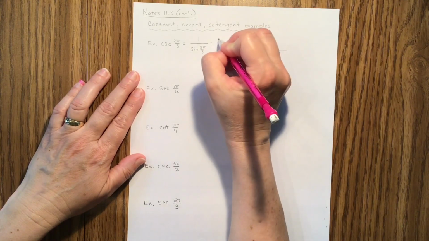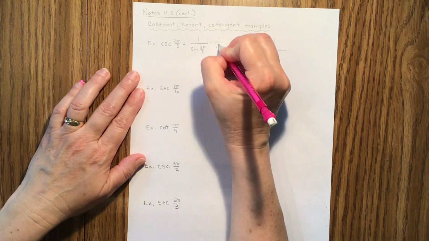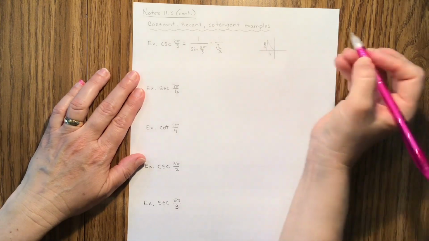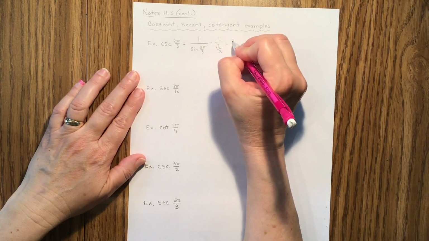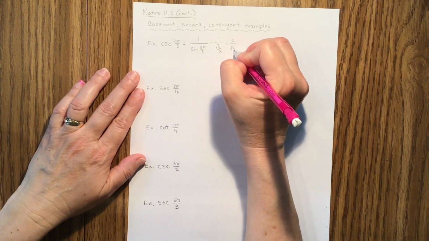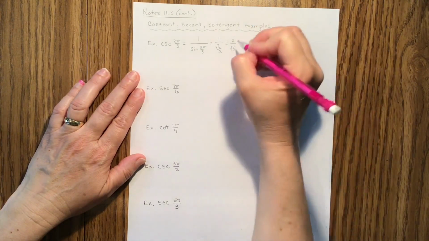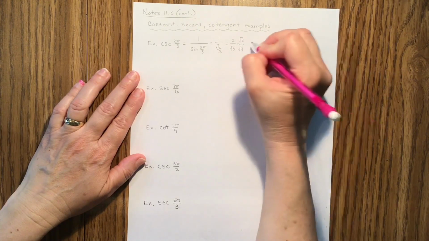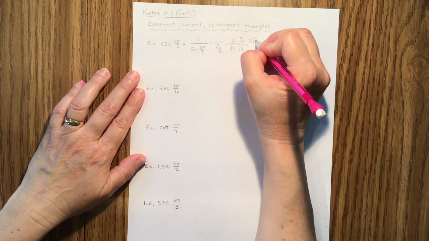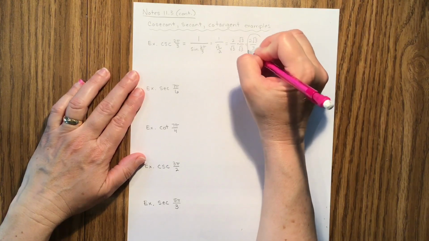So I need to find 1 over root 3 over 2. So that means I'm taking the reciprocal of it. You can write the reciprocal of it, 2 over root 3, and then we have to rationalize the denominator. So multiply top and bottom by root 3. So the answer is 2 root 3 over 3.